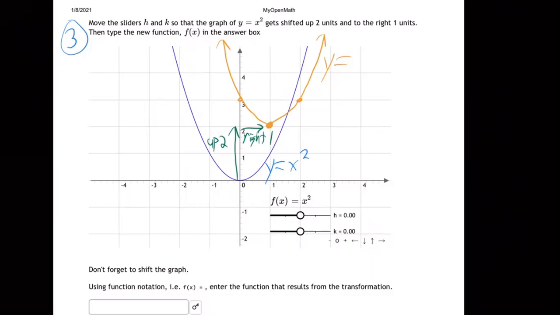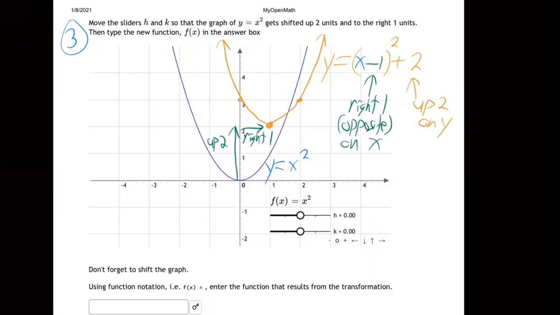And that is up 2, right 1. So what's the up 2 going to be first off? Right, good, adding 2. And then what's going to be the right 1? Minus 1, right? Remember, it's opposite. That means right 1 is the opposite of what we would expect. The x stuff is always opposite. That's right 1, and then this plus 2 is up 2 on y.